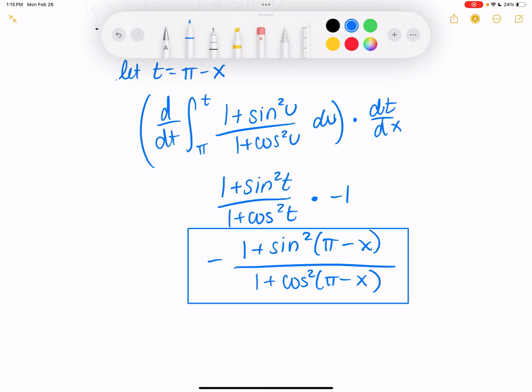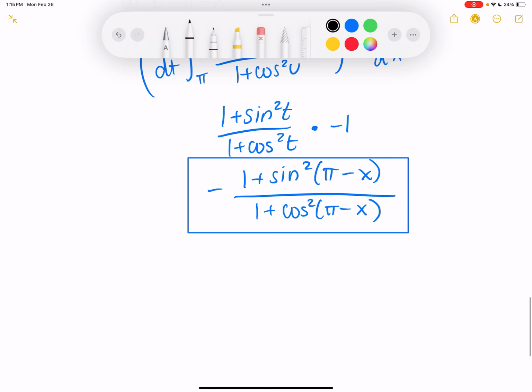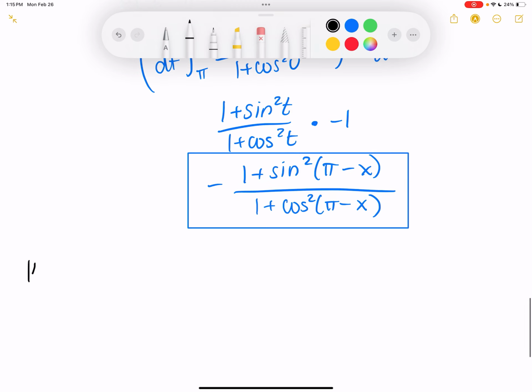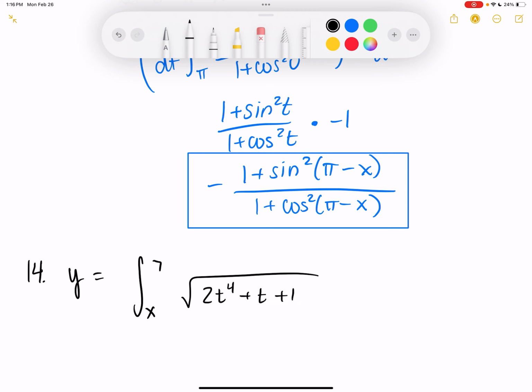Let's see if y'all know what to do with this one. Number 14. Y equals the integral from x to 7 of the square root of 2t to the 4th plus t plus 1 dt. I don't know what she's thinking.